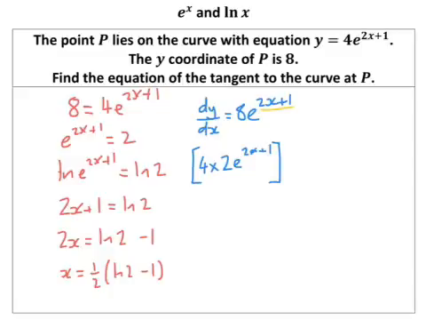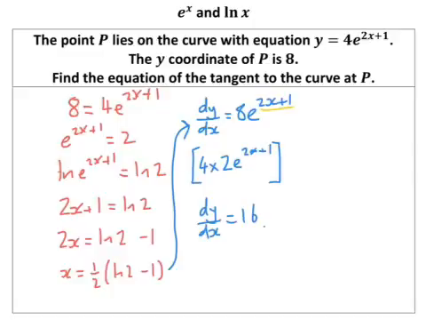Alright, so that's that. Now, when we put half ln 2 minus 1 into that, so we're going to put this into here, and use your calculator, you end up with dy/dx equals 16.